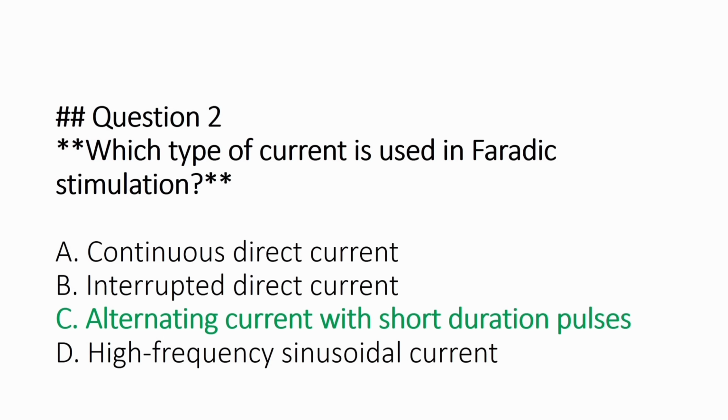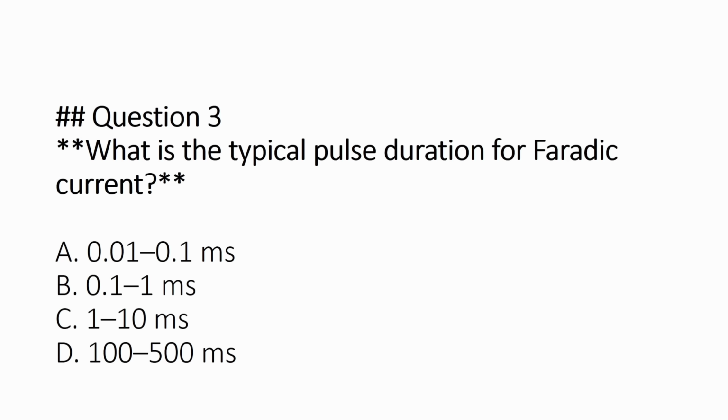Now let's move to question number 3. What is the typical pulse duration for Faradic current? Option A, 0.01 to 0.1 millisecond. Option B, 0.1 to 1 millisecond. Option C, 1 to 10 millisecond. Option D, 100 to 500 millisecond. And the answer is option B, 0.1 to 1 millisecond.